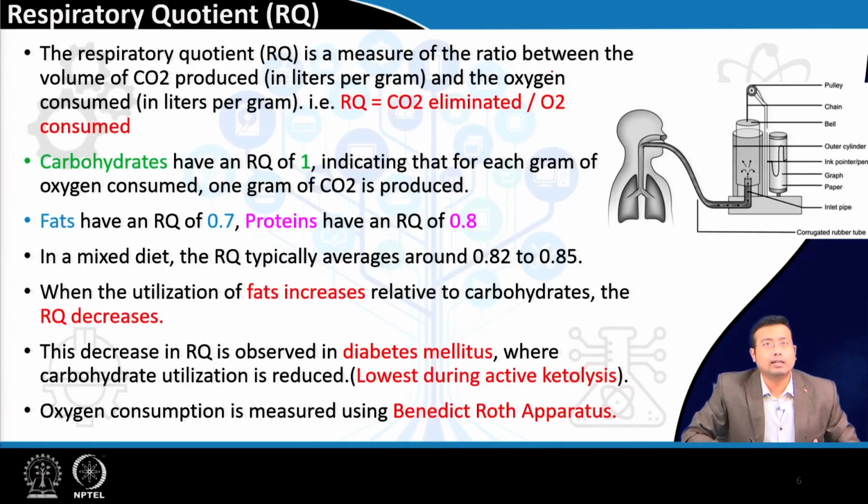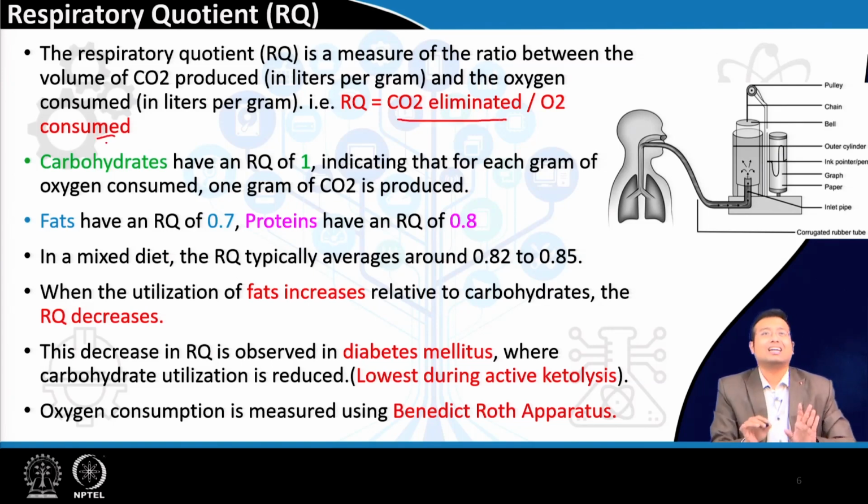Next index, respiratory quotient. How can you define it? It is a quotient, meaning it is a ratio of what? Carbon dioxide eliminated to oxygen consumed. All right. It is a dimensionless coefficient because since both carbon dioxide produced and oxygen utilized are in liters per gram, they mutually cancel each other out. So, different nutrients have different respiratory quotient or RQ. For example, carbohydrates have an RQ of 1. What does it mean? It indicates that for each gram of oxygen consumed, 1 gram of carbon dioxide is produced, all right, for a unit of carbohydrate.